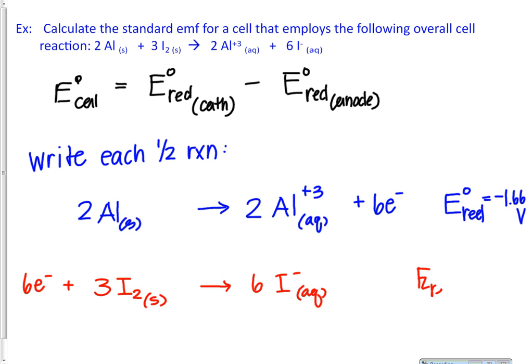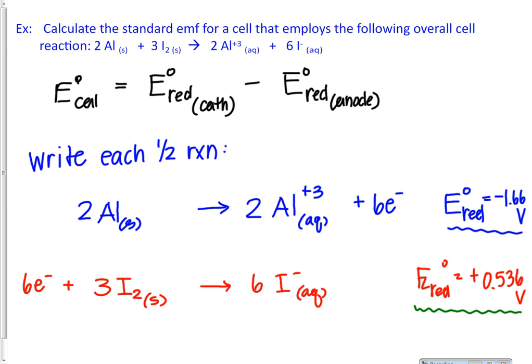So the reduction potential according to Appendix E in the book is a positive 0.536 volts. Now, obviously I'm going to use the 2 numbers that I looked up and I'm going to subtract them. The question is, which one do I write first? Well, let's compare the 2 values. This reduction potential is positive, the one in red, whereas the one in blue is negative.